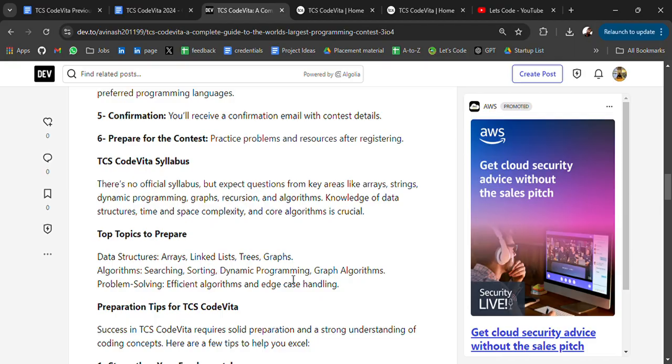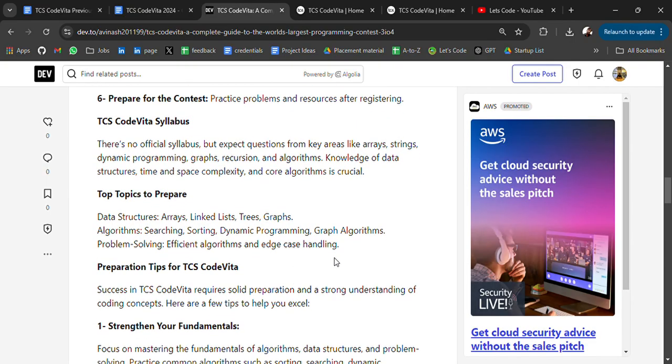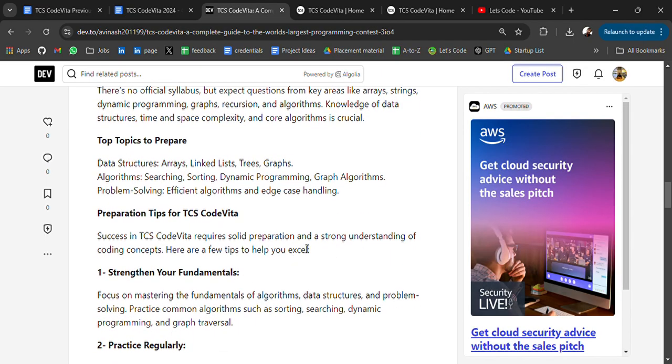Okay. For problem solving, you have to use efficient algorithms, and you have to handle edge cases. So what tips can I give you regarding this? There are a few things that you have to consider. First of all, you have to strengthen your fundamentals.